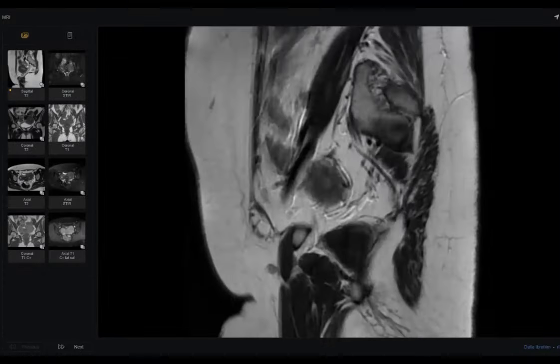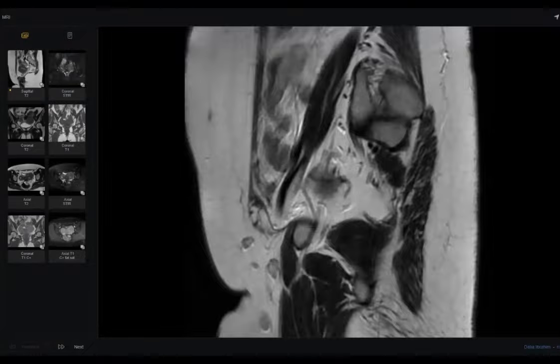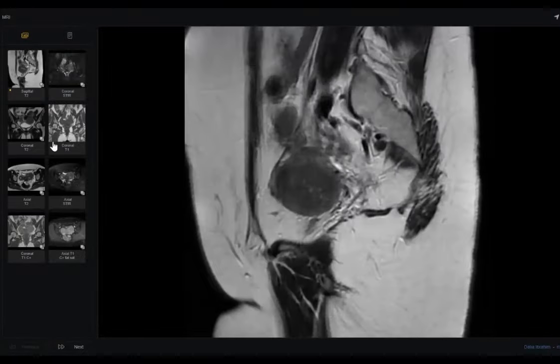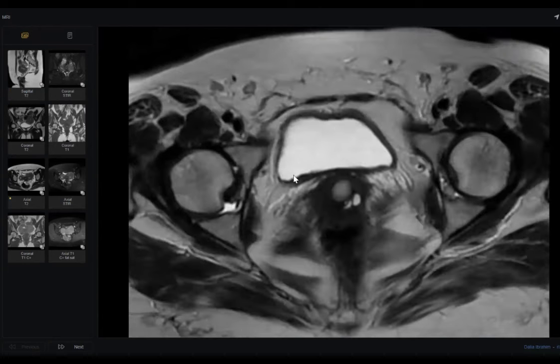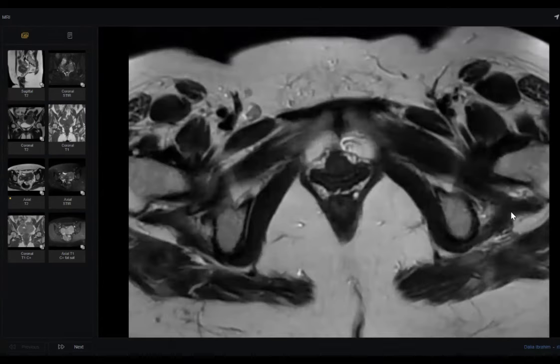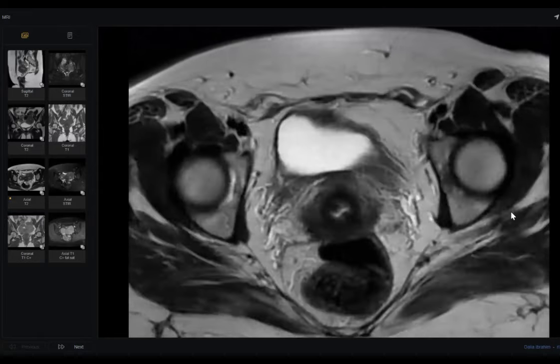Nothing else captures my attention now. So this is axial. Just one second. Yeah, this is axial T2 of the same patient I'm examining.